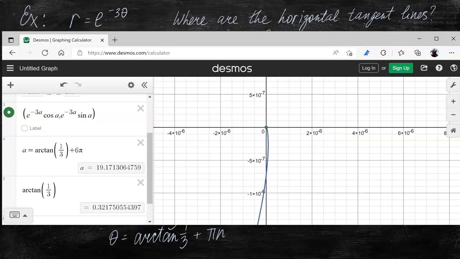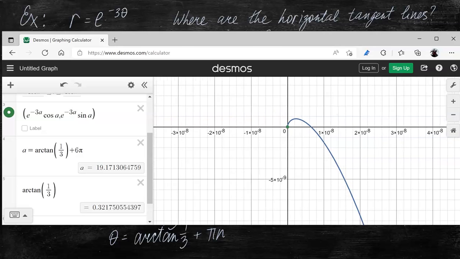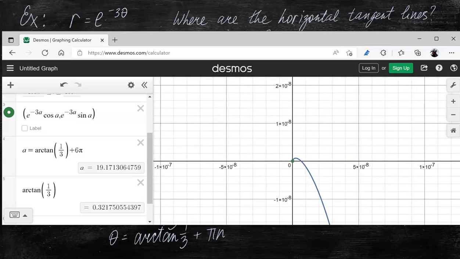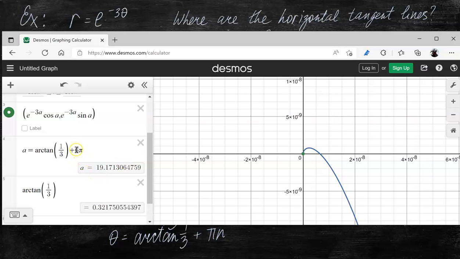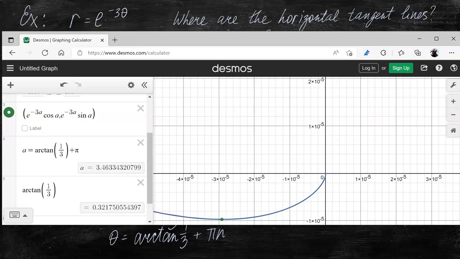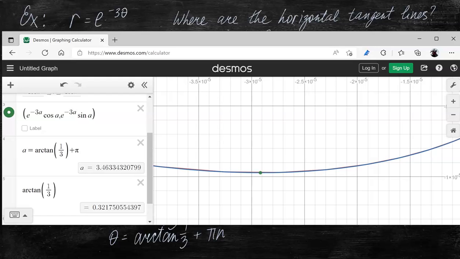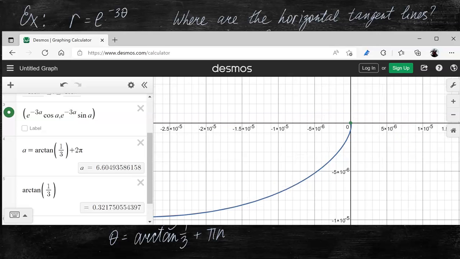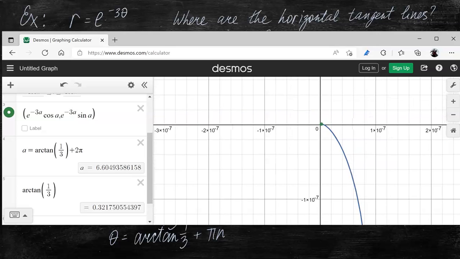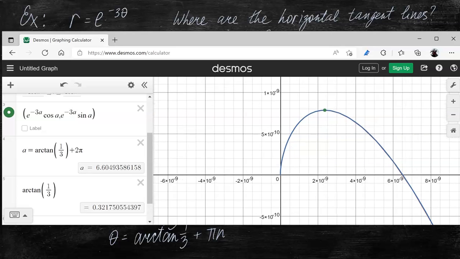Oh, this is very interesting. So I went 6 pi. Hold on, let's go back up. Let's add pi. Where am I with just pi? All right, there you go. So this is my other horizontal tangent line, and as I add another pi, it's going to take me over here. This is like an infinite spiral that goes towards the pole. This is a pretty interesting picture. So this is another tangent line.